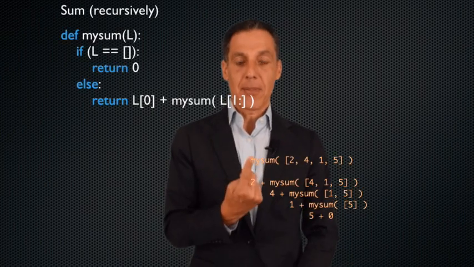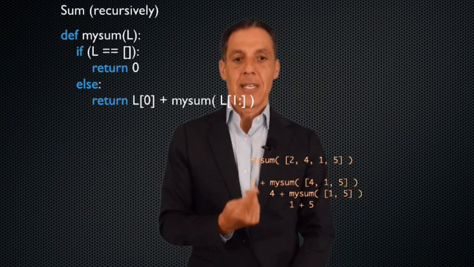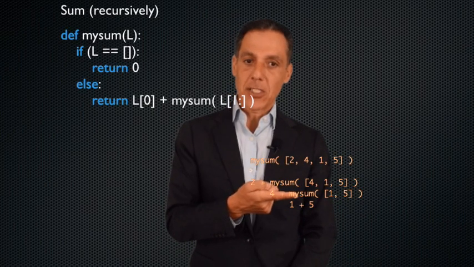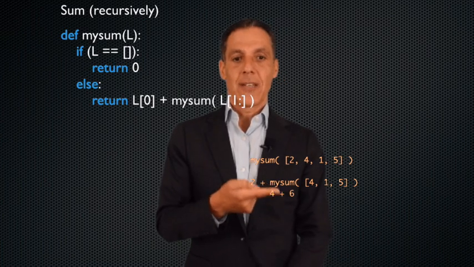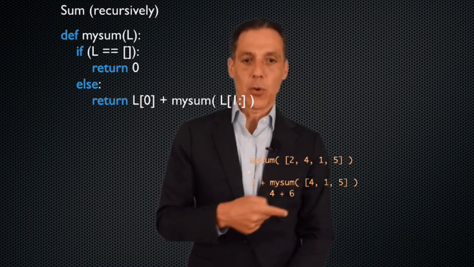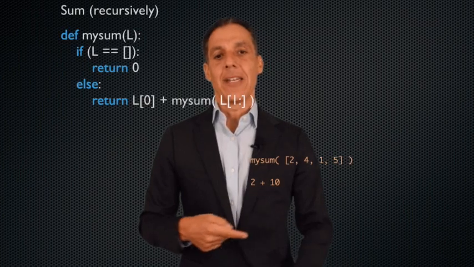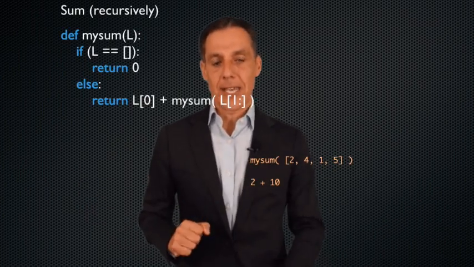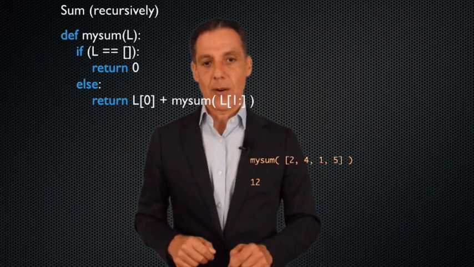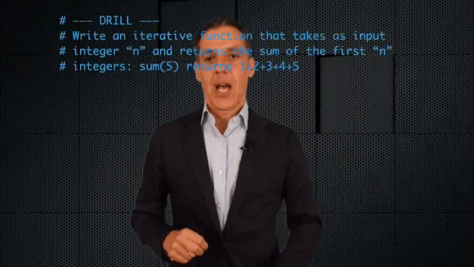So I can pop that up to my sum of 5. Now I have an answer to my sum of 1, 5. It's 6. Now I have an answer to my sum of 4, 1, 5. It is 10. And now finally I have an answer, which is 12. Okay? Good. All right, let's do a drill.